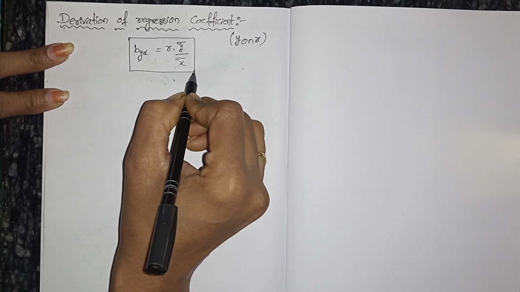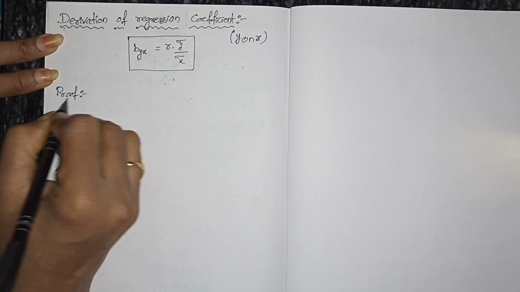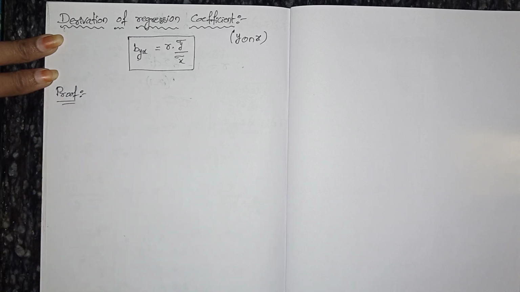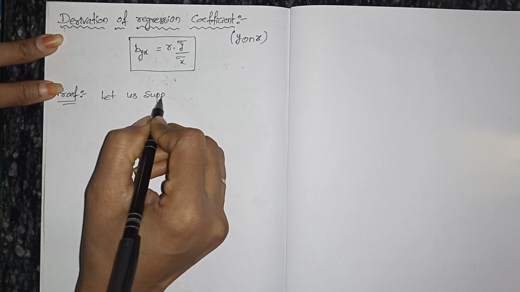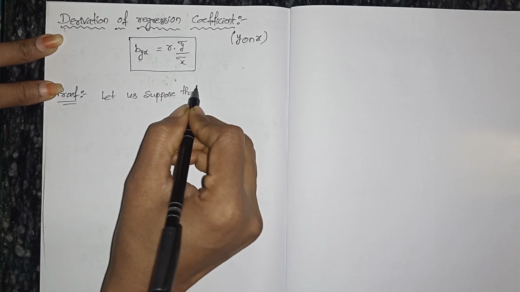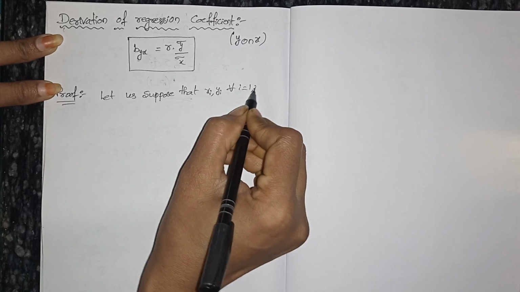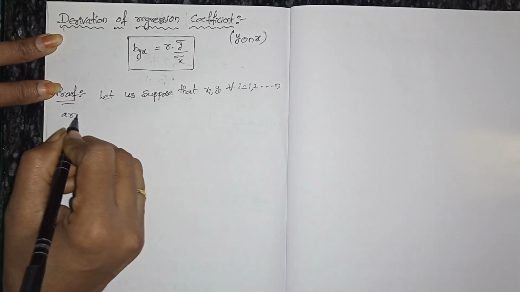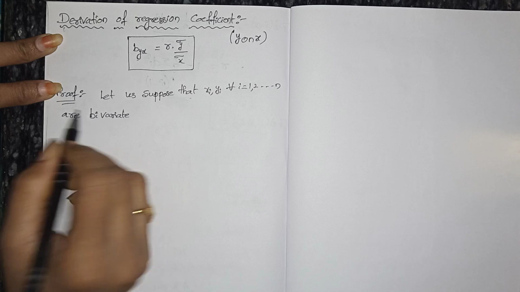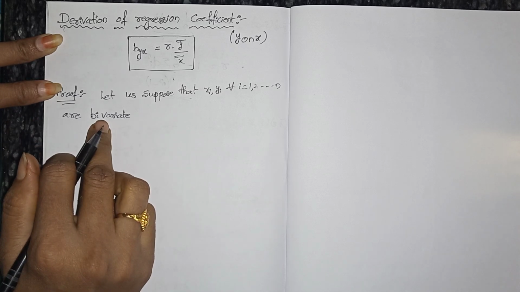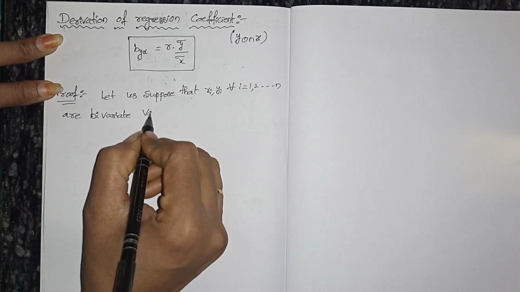For that, first we have to consider the variables. Let us suppose that (xi, yi) for all i equals 1, 2 and so on up to n are bivariate. Whenever we deal with two variables, it is called bivariate. Here we are dealing with x and y, so we have to consider bivariate variables.